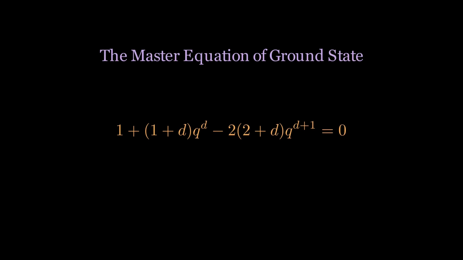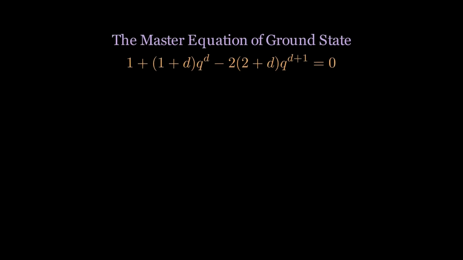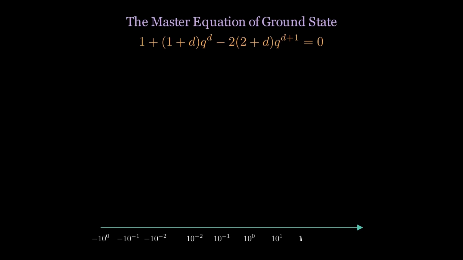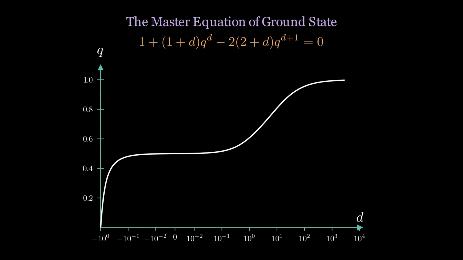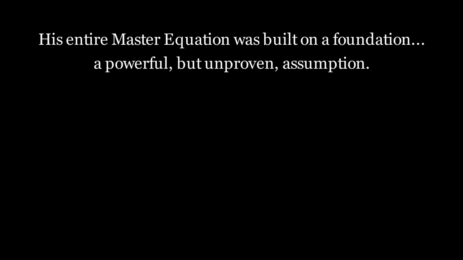What remains is this: a single, elegant, and weirdly simple equation that links the ground state ratio q to the parameter d that defines the entire system. All the complexity of the sums, the matrices, and the configurations has been distilled into this one beautiful relationship. This is the master equation of the ground state. But as elegant as it appeared, his entire master equation was built on a foundation, a powerful but unproven assumption.